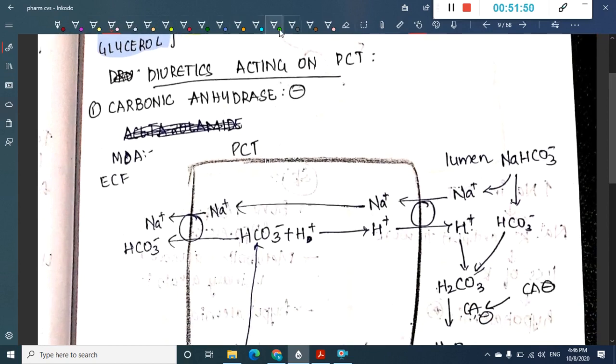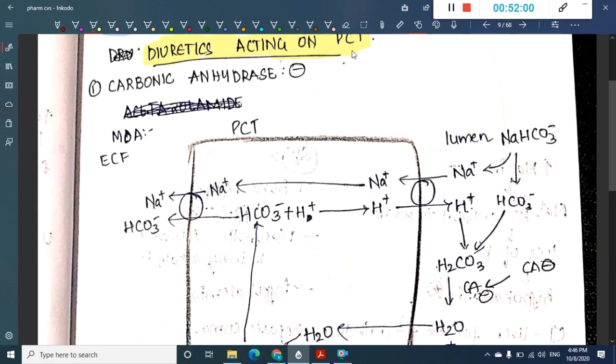Okay, next, the next group of drugs are those which act on the proximal convoluted tubule, that is, diuretics acting on the proximal convoluted tubule. If you see the diuretics which are acting on the proximal convoluted tubule, the first group of drugs are carbonic anhydrase inhibitors. Okay, so what is this pathway?